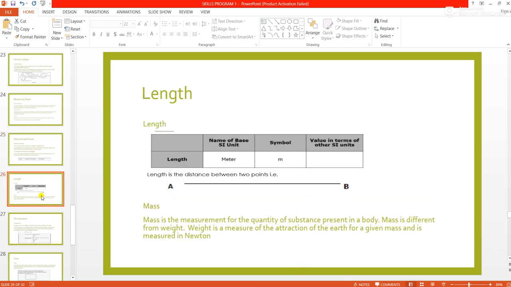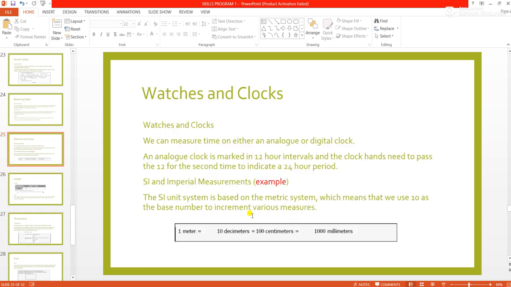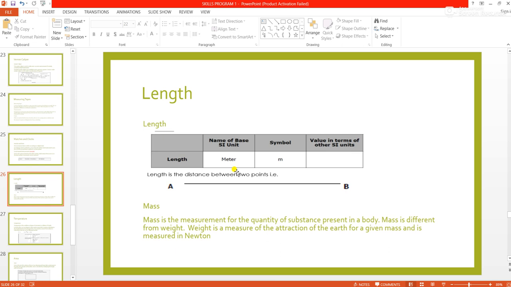So moving on to the next slide, we've got the length. Length is the distance between 2 points. For instance, we've got point A and point B. The symbol for length is m, in meters, and you'll be required to find the distance between this point and this point. Mass is a measurement for the quantity of substance present in a body. Mass is different from weight. Weight is a measure of attraction of the earth for a given mass and is measured in newton.